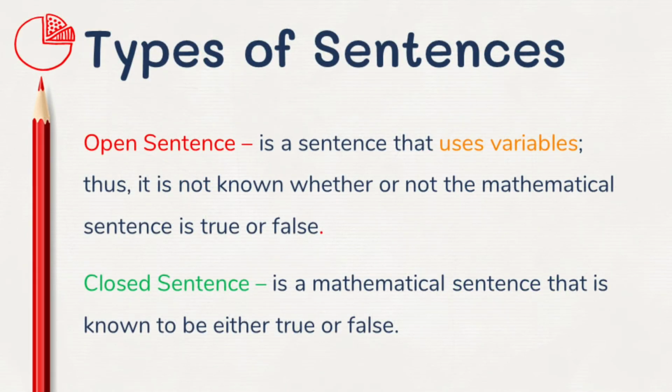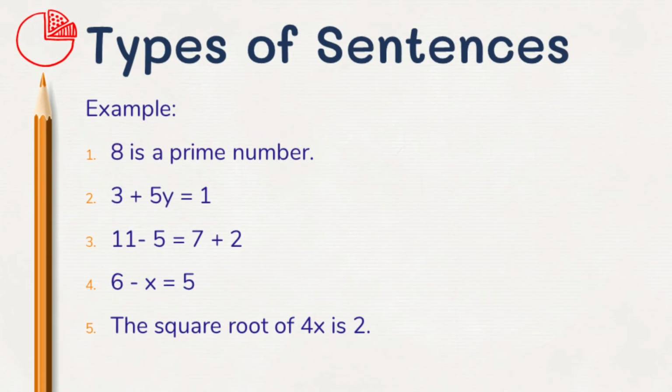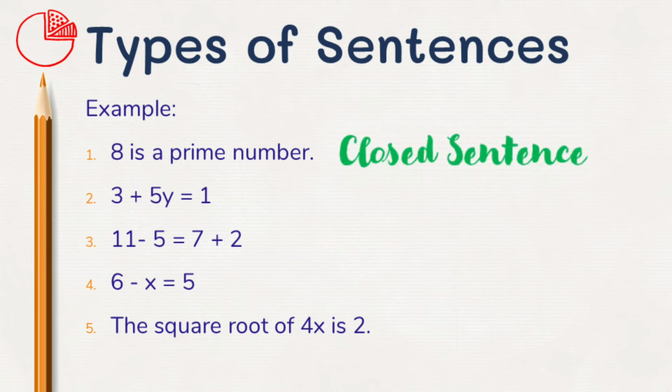Next, types of sentences. First, we have an open sentence, a sentence that uses variables. Thus, it is not known if the statement is true or false. But if it is known, then it is a closed sentence. Example, number 1. 8 is a prime number. This statement is obviously false, so it is a closed sentence.